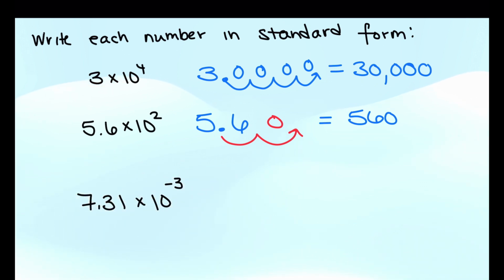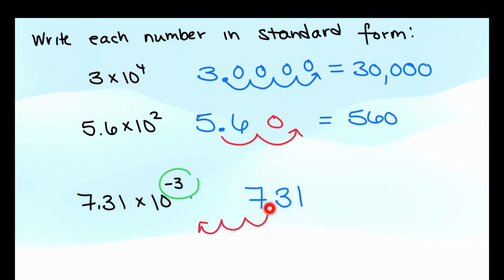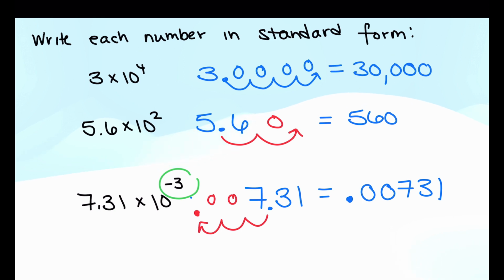So 7.31 times 10 to the negative 3, we're going to take that decimal and move it 1, 2, 3 places to the left, and that gives me 0.00731. So that exponent, that power of 10, is giving you information about the magnitude of the number. How many places does this number have? How big or small it is?